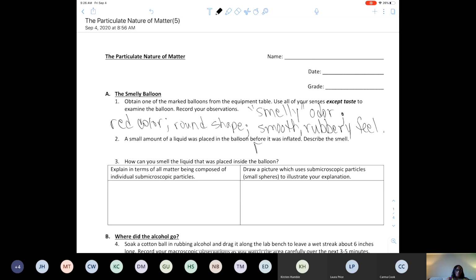And the smell was a fishy odor. So why could I smell the liquid that I placed inside of that balloon? Why could I smell it outside of the balloon? Is it because the particles have slight room to move because it's a liquid?